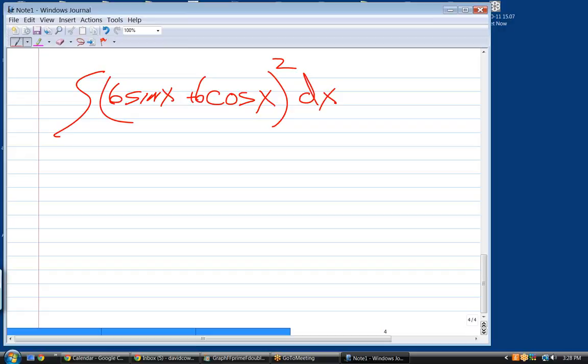Whenever you have something other than addition and subtraction, in other words, if I take away this squared, this problem is trivial because the integral of the sums is the same as the sum of the integrals. In other words, it becomes the integral of 6 sine plus the integral of 6 cosine. The moment you start doing things like multiplication or squaring, it becomes a different story. It's not nearly as easy to do.